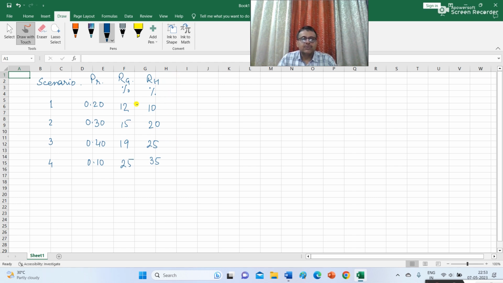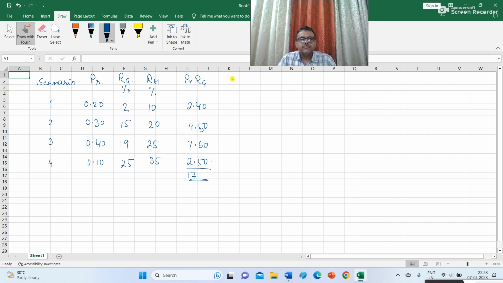Now, the different parameters that we are going to calculate to get the values for question A, B, C, and D. So the first, we need to calculate probability multiplied with return of G in order to find out the expected return of security G. So you will get here 2.40, 15 multiplied with 0.3 is 4.50, then 19 multiplied with 0.4 is 7.60, 25 multiplied with 0.10 is 2.50. So if you add up this 4, you will get 17.